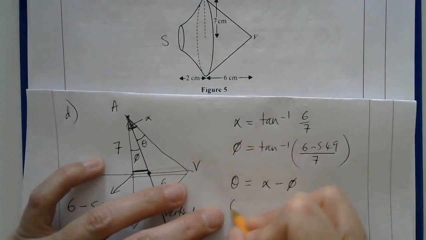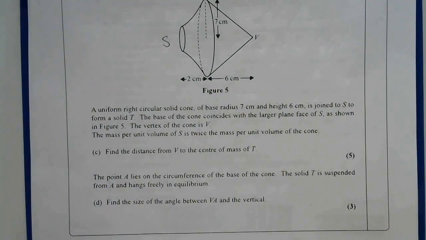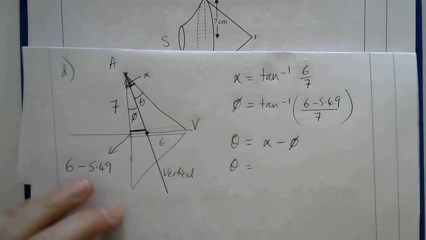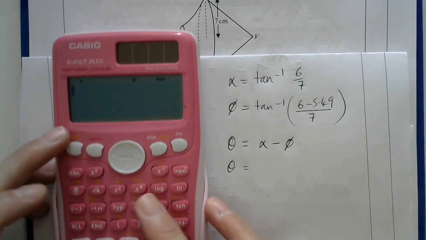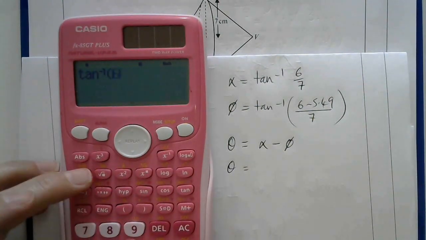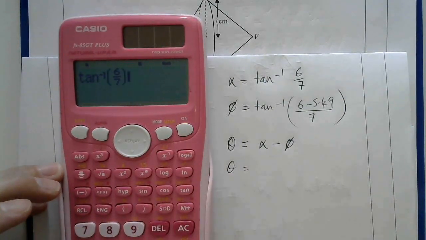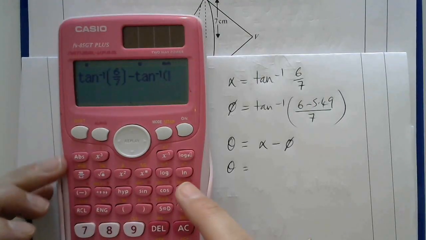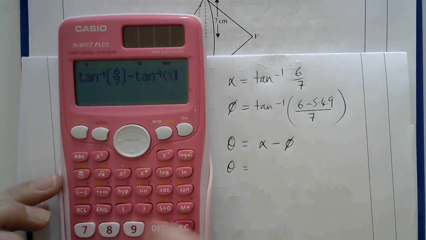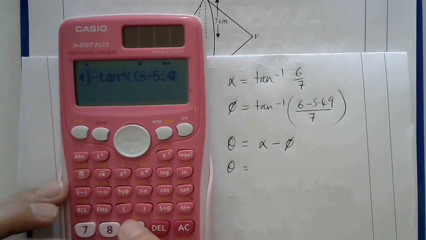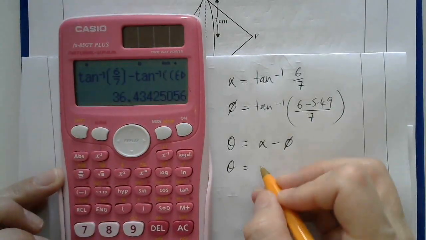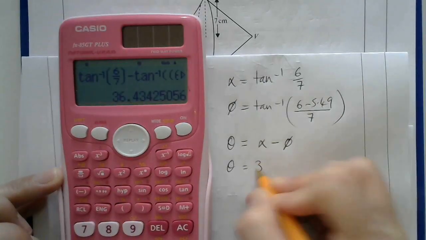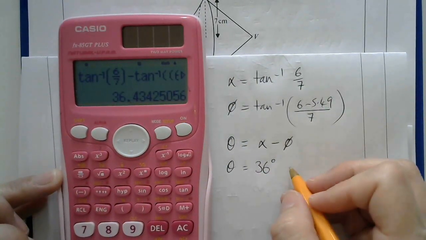Okay, and how do they want the angle? Oh, it just says work out size of the angle, so let's pop these into my calculator then. So I've got inverse tan of 6 over 7 minus inverse tan of 6 minus 5.49 divided by 7. And so I get this angle of 36.4 degrees, so I'll just round that to the nearest degree, so 36 degrees.